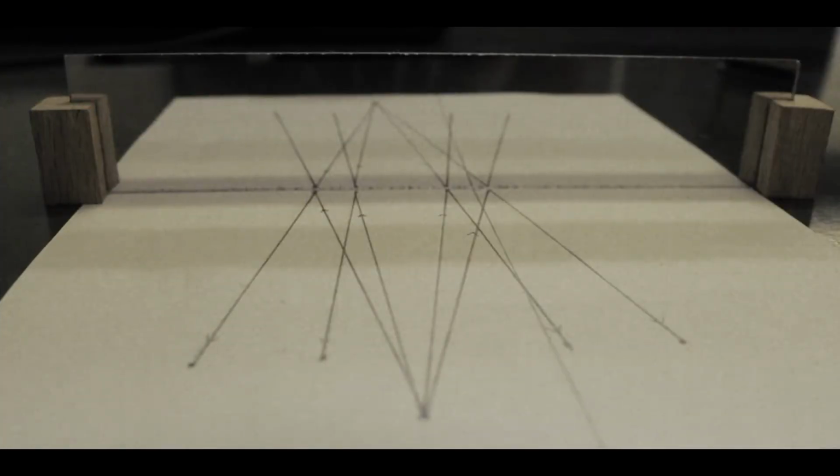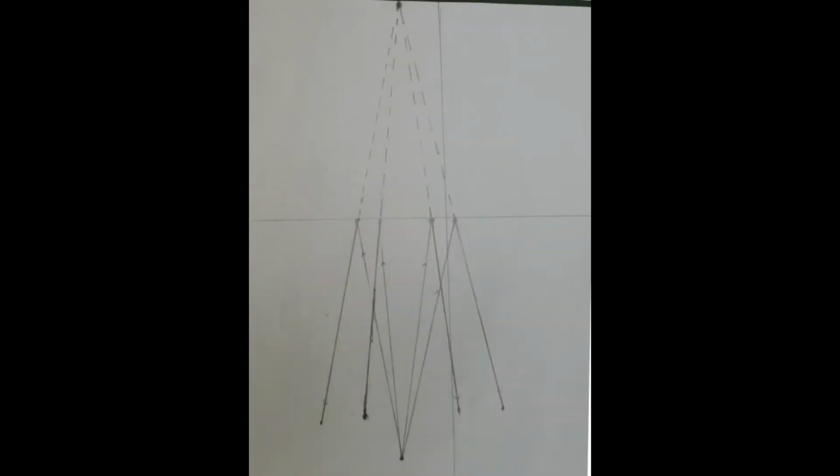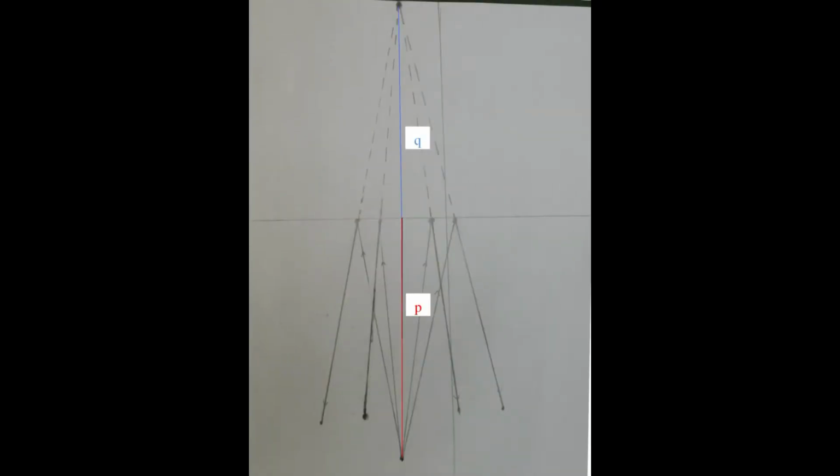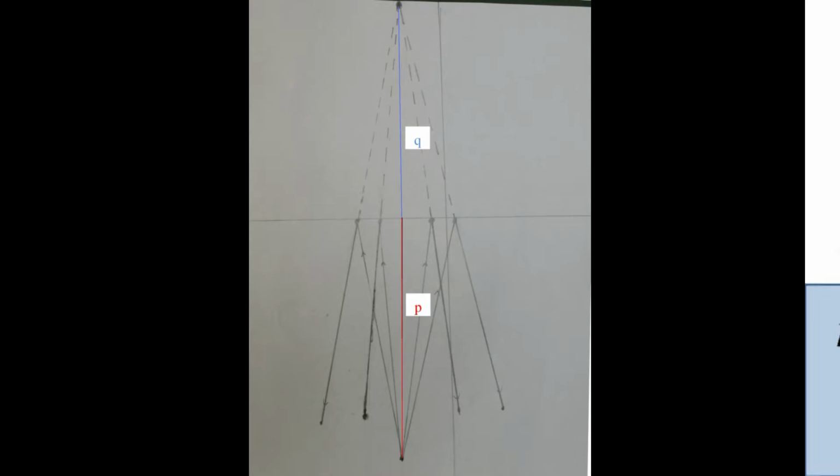One can see that the rays diverge from a point behind the mirror. Trace the reflected rays back behind the mirror to locate the image point. Measure to see if p equals q.